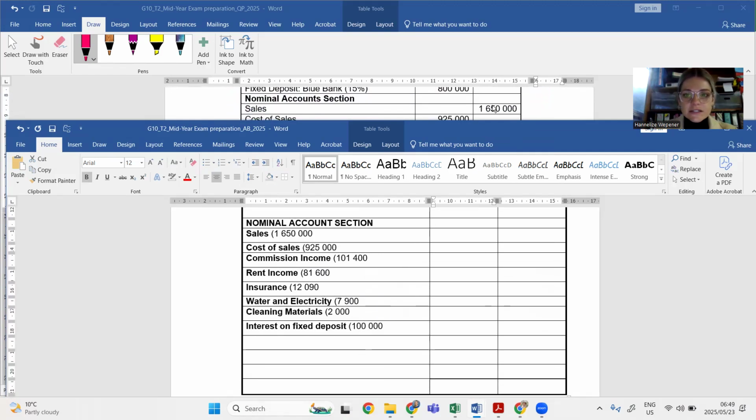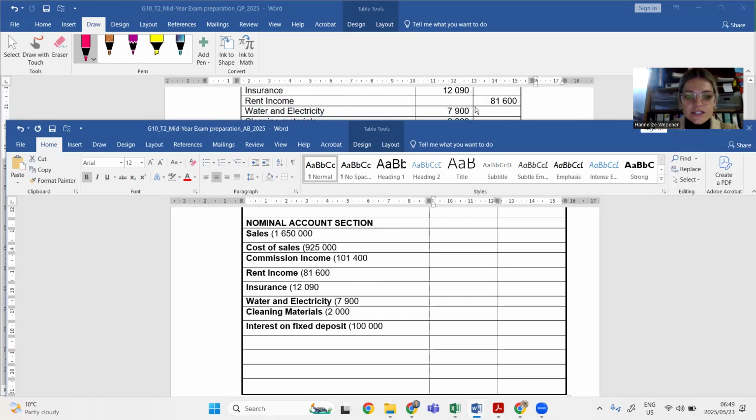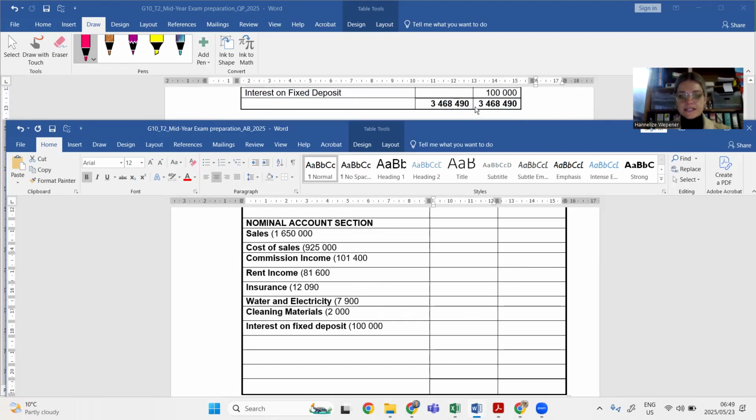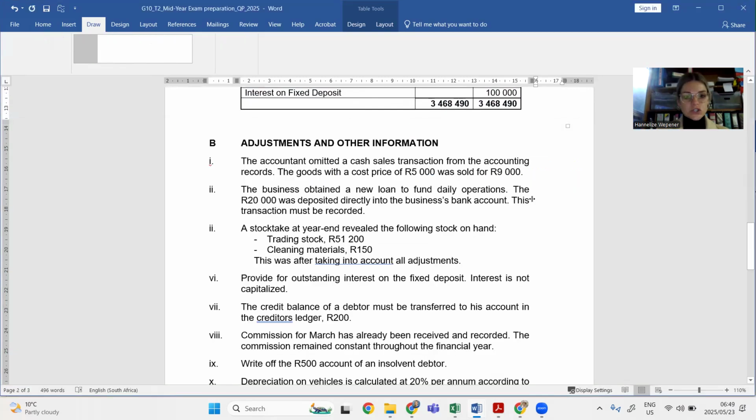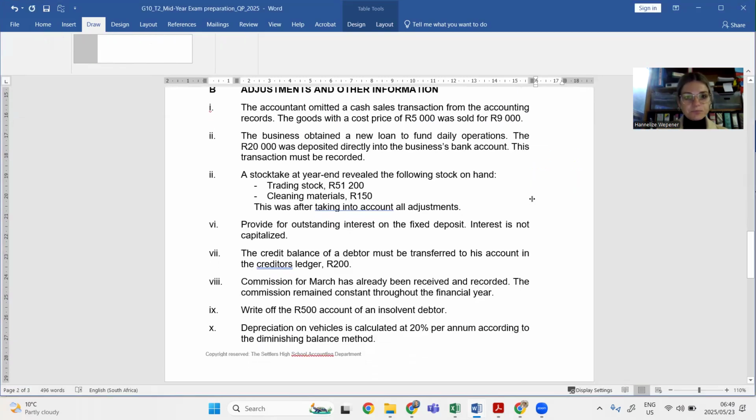Then moving down, sales, cost of sales. Commission income is already there. And then we have insurance that's there, as well as rent income. Water and electricity, cleaning materials, interest on fixed deposit, and that is it. So we have all of the pre-adjustment trial balance amounts in our trial balance. Then we move on to the adjustments and information.